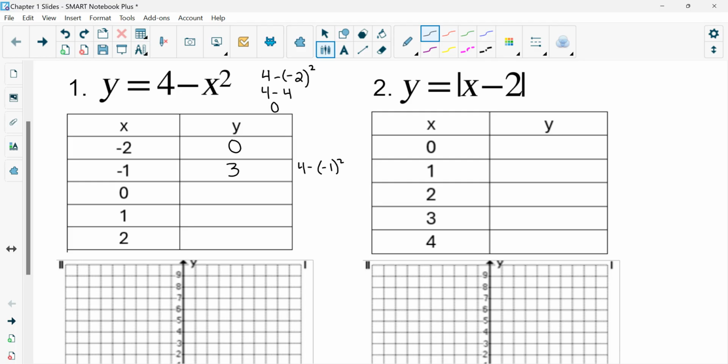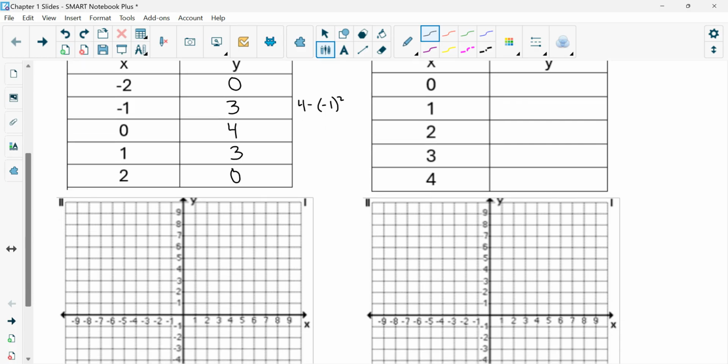And then if we have 0 in, 0 squared is 0. 4 minus 0 is 4. If we plug 1 in, we'd get 3 again, because 1 squared is 1. 4 minus 1 is 3. And if we plug 2 in, 2 squared is 4. 4 minus 4 is 0. That's your table. When we plot those points, you would get an upside down parabola.